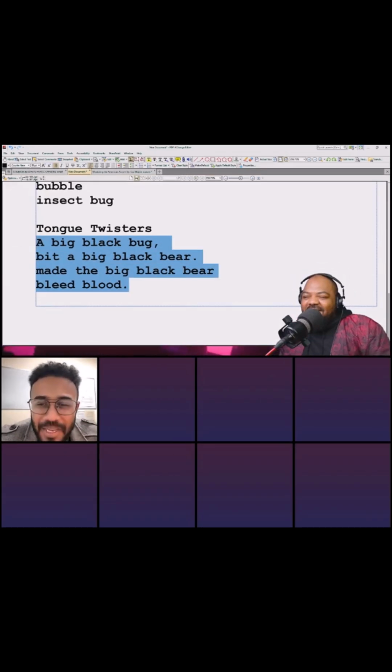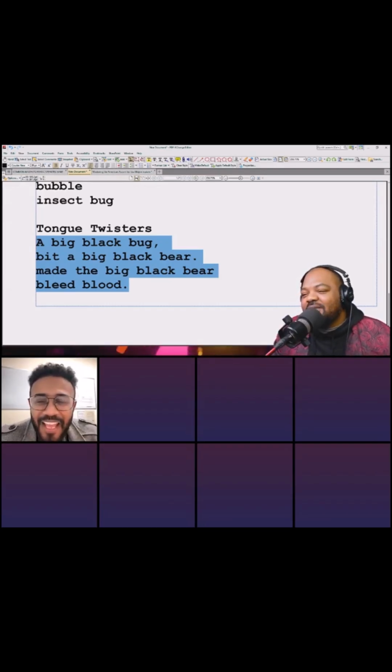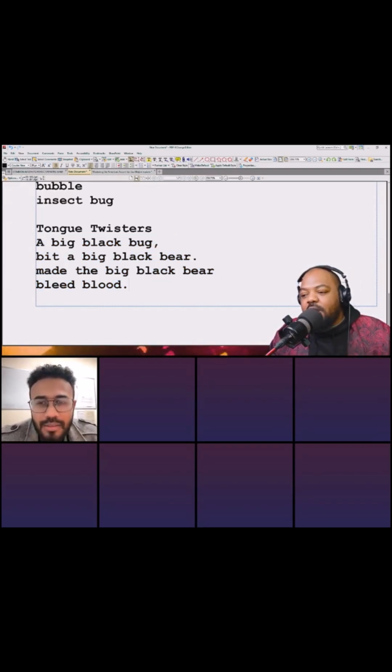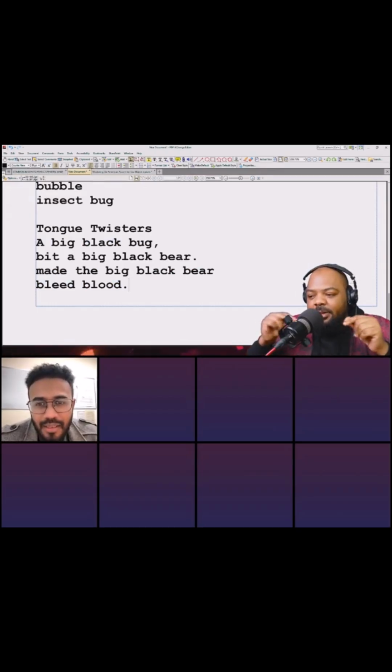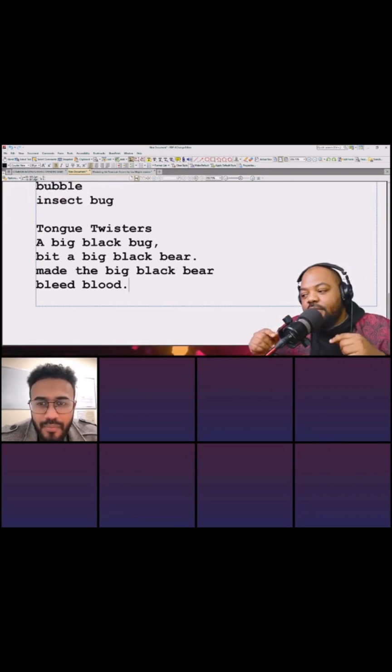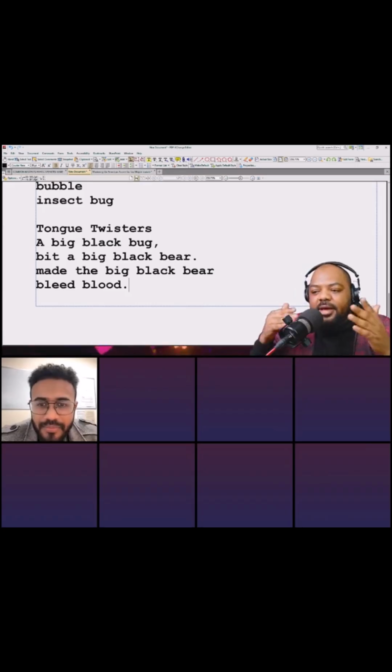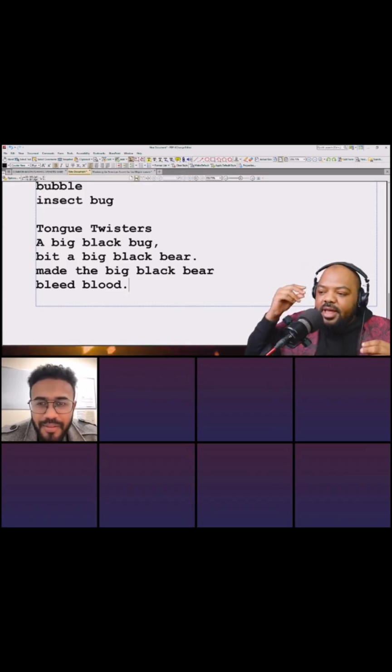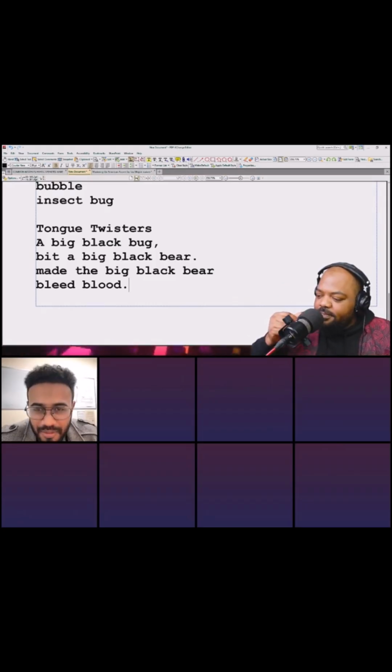This will help you with the pronunciation like crazy. So a big black bug bit a big black bear, made the big black bear bleed blood. It helps with the B sounds. If you follow a rhythm, a big black bug, let's do it slower. A big black bug bit a big black bear, made the big black bear bleed blood.